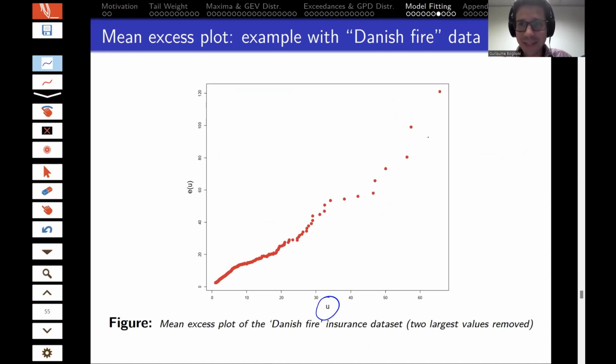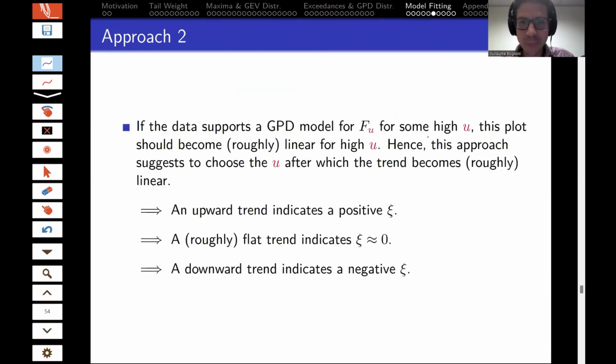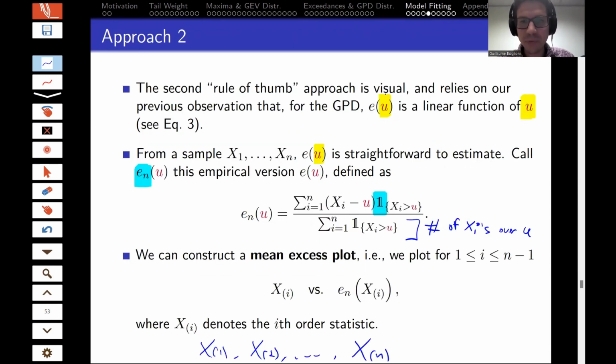But now, why can this help us pick u? It's because of the fact we said before: e(u), under the theory for a GPD, is a linear function of u, either increasing, decreasing or flat. But we also have the main theorem that tells us that for any distribution above a high threshold, the exceedances are approximately GPD.